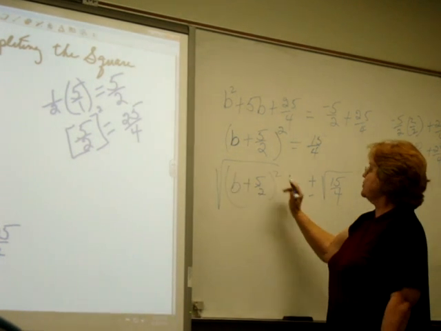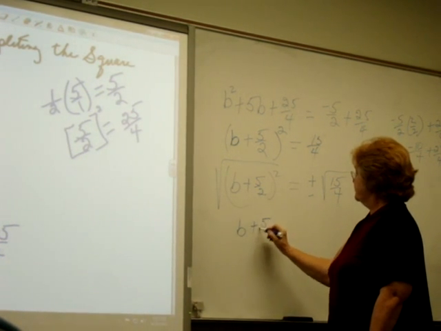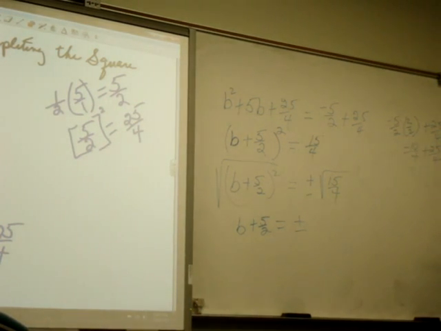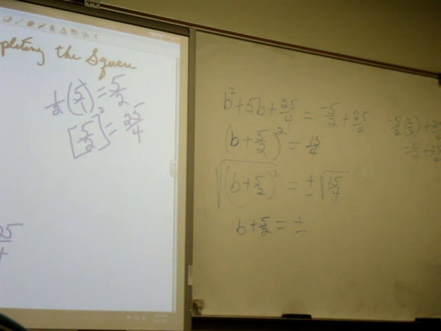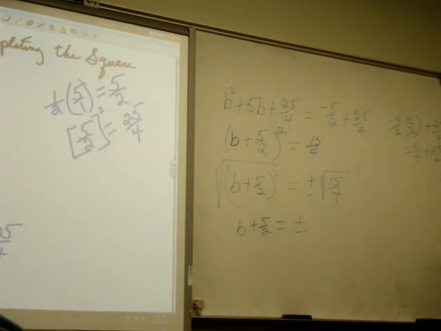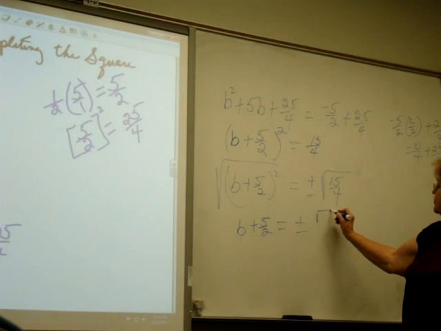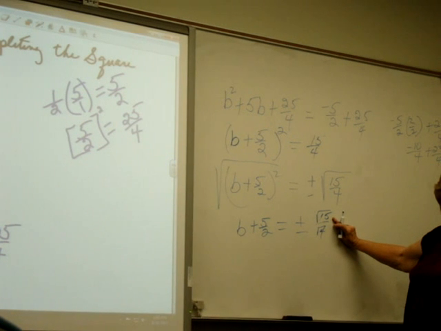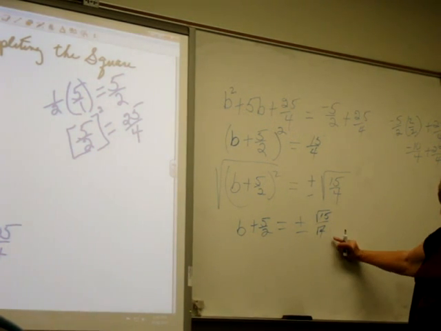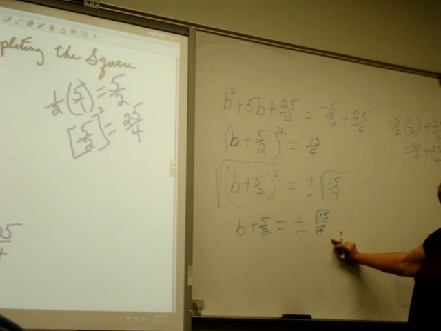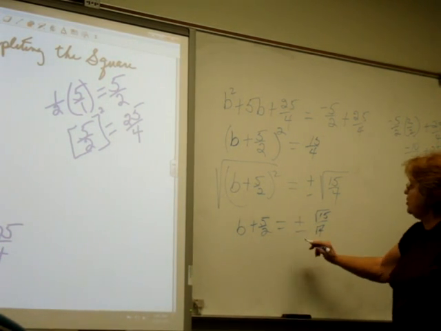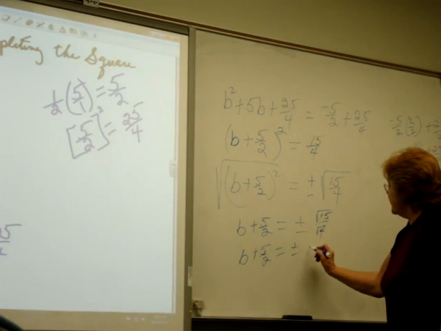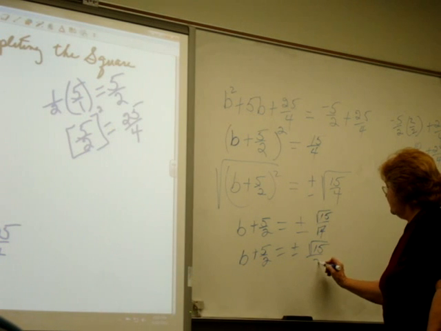Okay, square root of a square, this is going to come out. Plus or minus. Can we ever leave a fraction under a radical? Can we ever leave a radical in the bottom of a fraction? No. This is the same thing as square root of 15 over square root of 4, isn't it? Can't do anything with that one, but it's okay because it's in the top of the fraction. What about this one? It's a 2, isn't it? So this becomes b plus 5 halves equals plus or minus the square root of 15 over 2.